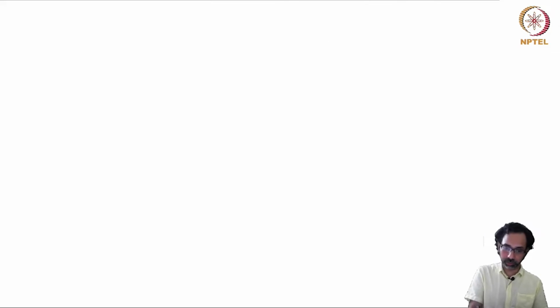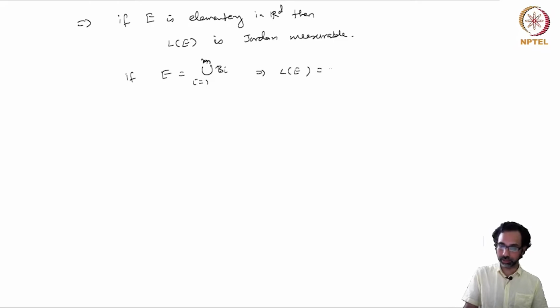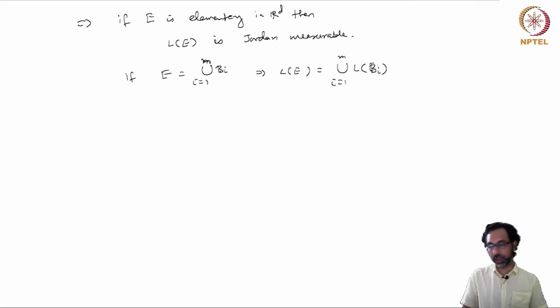Now this shows that in fact if E is an elementary set, then LE is Jordan measurable. So this implies that if E is elementary in R^d, then L of E is Jordan measurable, because if E is a disjoint union of boxes B_i, i equal to 1 to m, say, then LE is the union of LB_i, i equal to 1 to m, and this is a finite union of compact convex polytopes. So this is Jordan measurable.